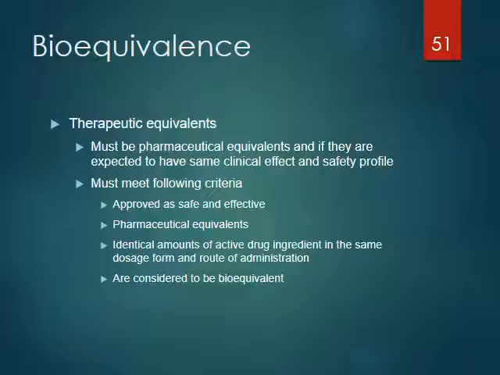They have to be an approved product by the FDA. They have to be shown to be safe and effective. The two products must be considered to be pharmaceutical equivalents. They have to have the identical amounts of the active drug ingredient in the same dosage form, in the same route of administration, and based on the graph I showed you previously, they have to be considered bioequivalent, right? So they have to have the same drug levels or similar enough to be approved as being a therapeutic equivalent. This way I can say, well, brand name Prozac is fine and all, but I can use a generic that's been shown to be a therapeutic equivalent, and I'll have the same exact efficacy based on these criteria.